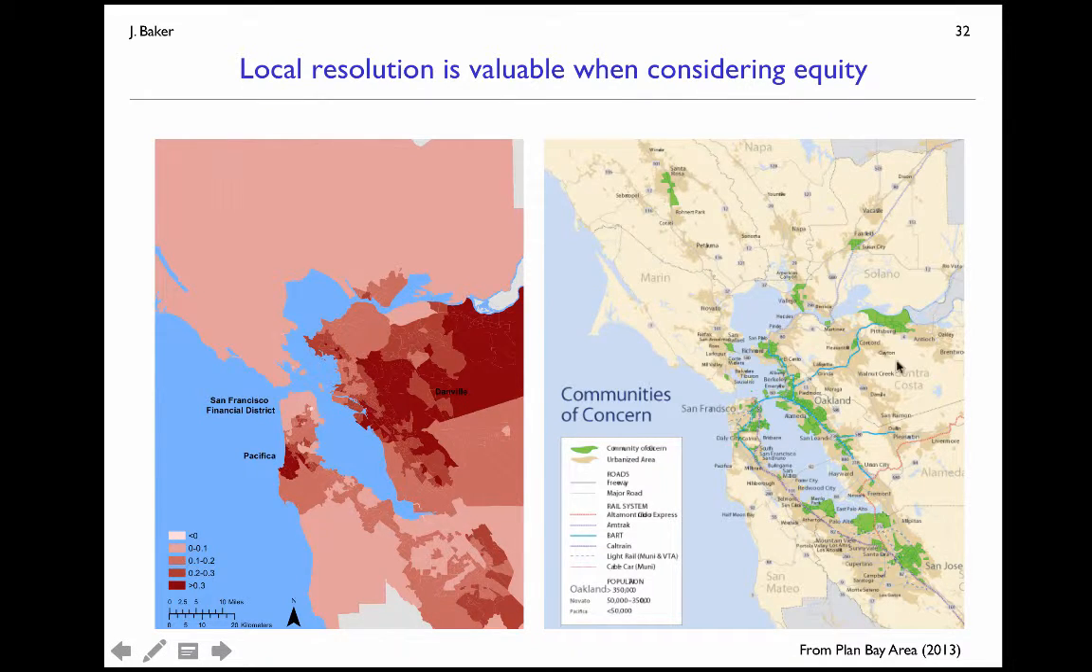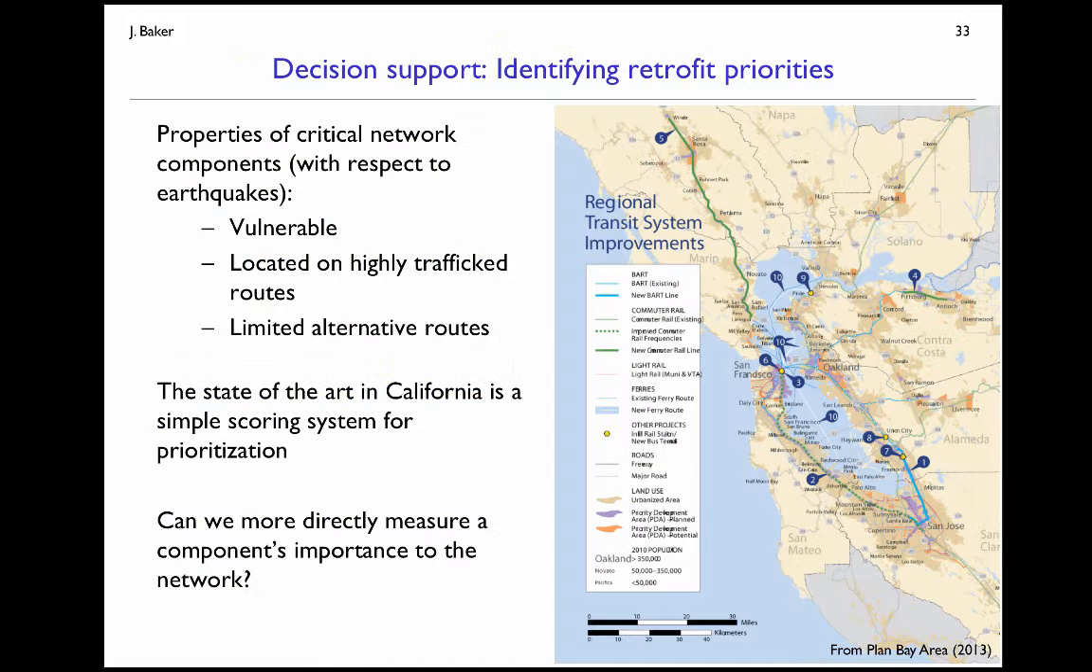But there are things like communities of concern. This is a figure from Plan Bay Area, a planning effort, noting specific communities of concern where there's reasons of equity or demographics where there's a special focus on making sure that those communities are being equitably served by the transportation resources. And so overlaying these communities of concern with the areas of disproportionate impact can identify, are there regions facing inappropriate levels of risk from seismic damage that could be addressed through retrofit or other types of mitigation actions.